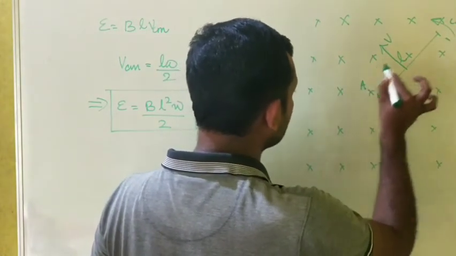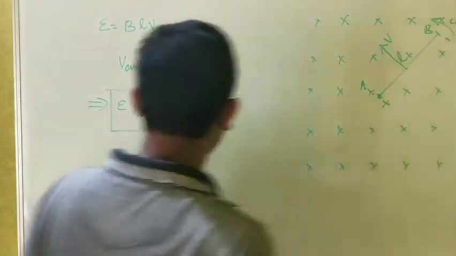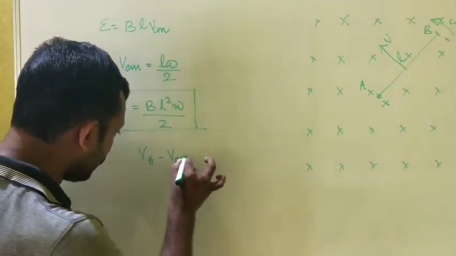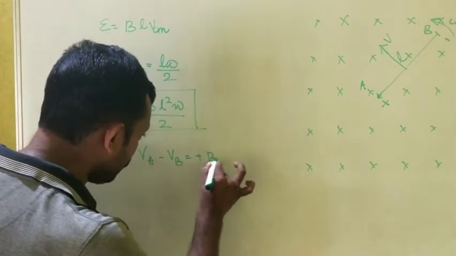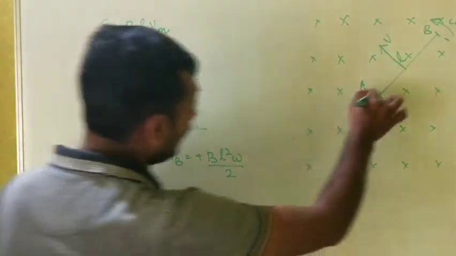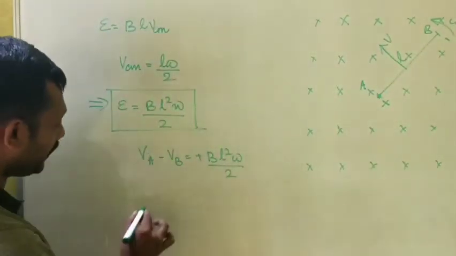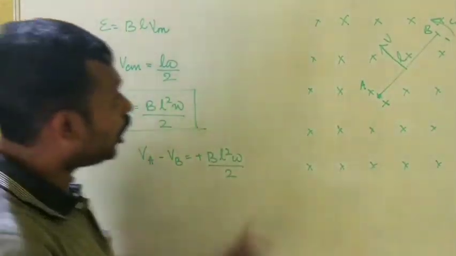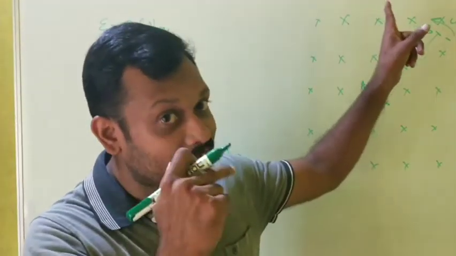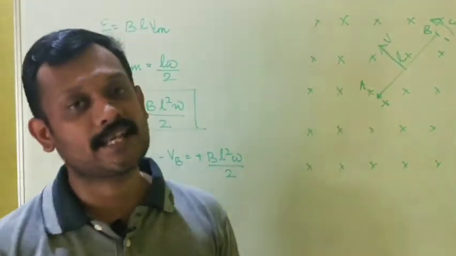So if I call these ends A and B, then VA minus VB is equal to plus BL square omega by 2. VA minus VB is equal to plus BL square omega by 2. So this end is always at a higher potential when the rod is rotated in the anti-clockwise sense.